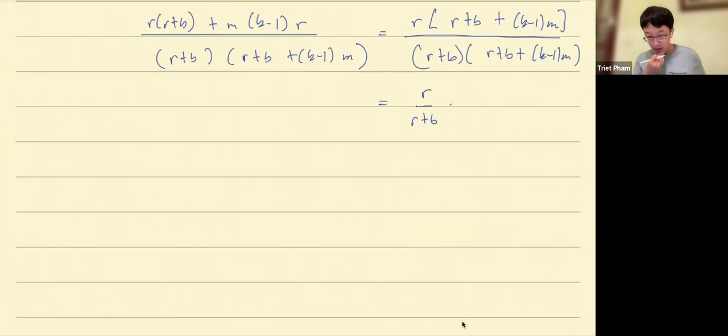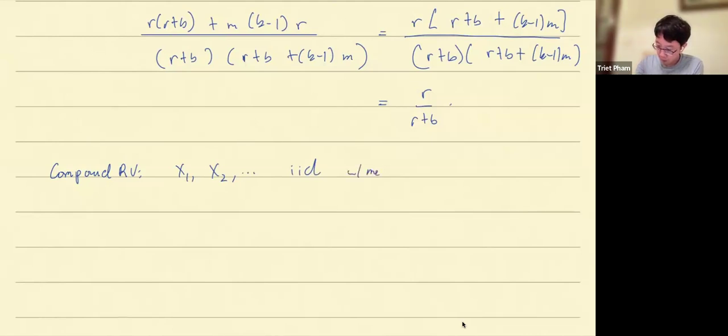All right, so let us mention some new materials. Two new things we want to talk about today. The first thing is the notion of a compound random variable. A compound random variable is made up of the following. If you have x1, x2, etc., IID random variables with mean mu and variance sigma squared.